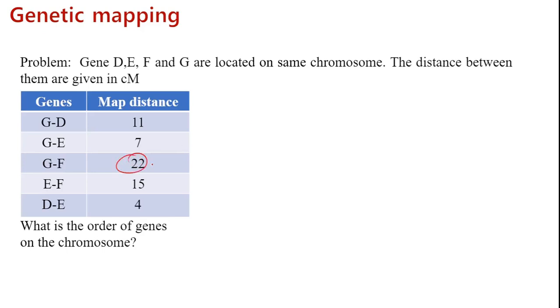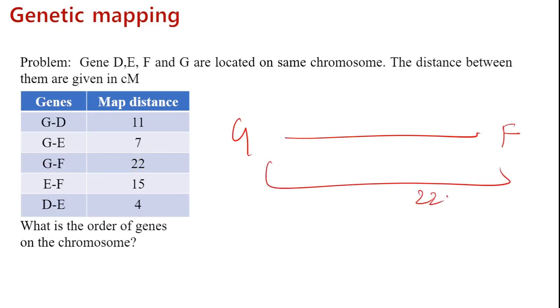In that, the extreme distance is GF. That means the extreme genes should be G and F. It is 22 centimorgans here. Next, lesser than that is 15 here. That means EF. F is there, E is there. We need to write that at the corner of G here. And then 11 is there, GD, and then D will be written in the opposite corner.